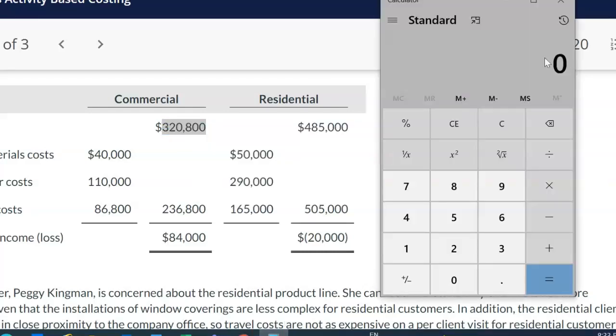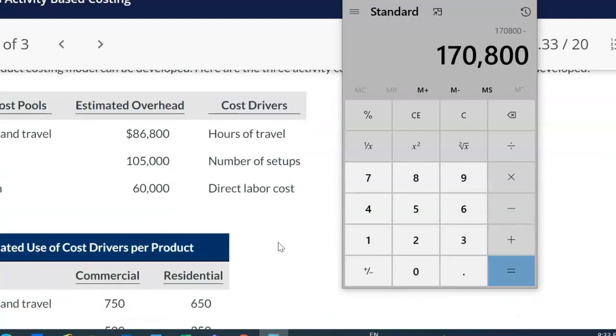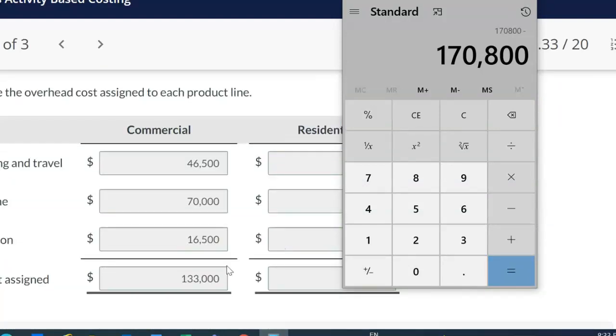So you want revenue minus materials, 40,000. Minus labor, 110,000. Now go down and what's the new overhead? The new overhead was minus 133,000. And the profit is 37,800.